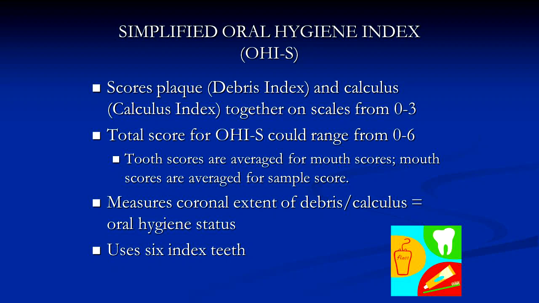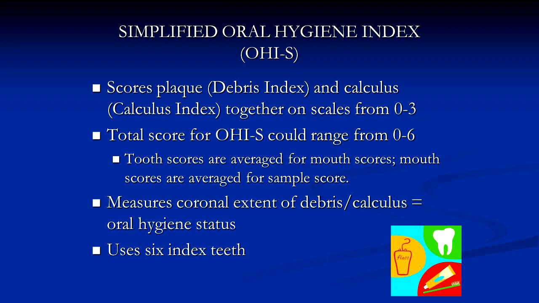So the purpose of the OHI-S is to measure the coronal extent of debris and calculus, and they say that that is an indication of a community's overall oral hygiene status. And it uses 6 index teeth. So it doesn't look at the entire mouth. It only looks at 6 teeth within the mouth, and 2 scores are given for each of those teeth.